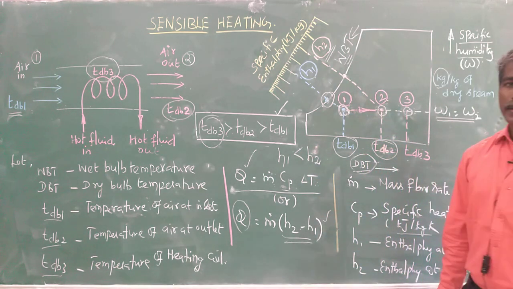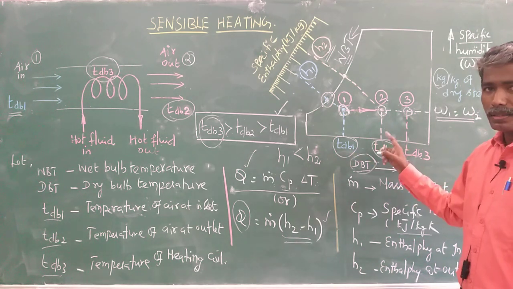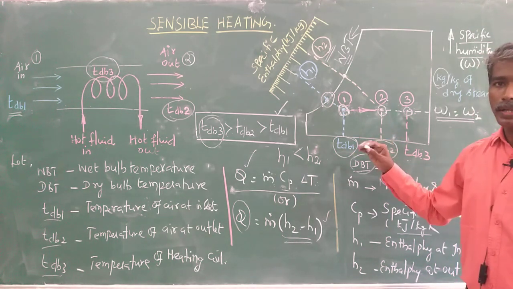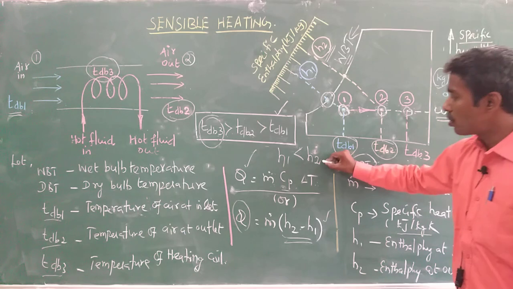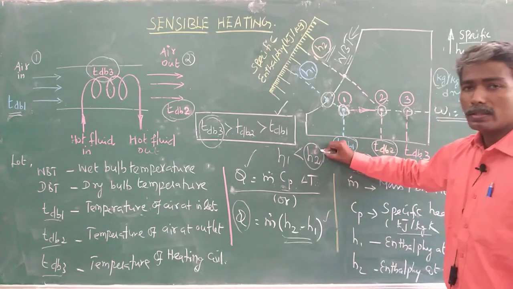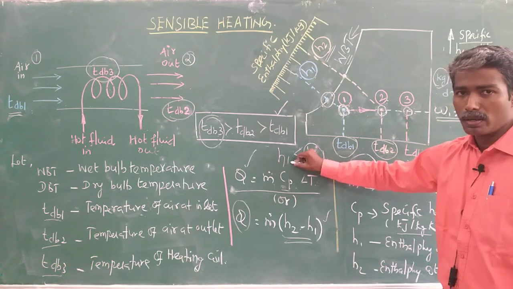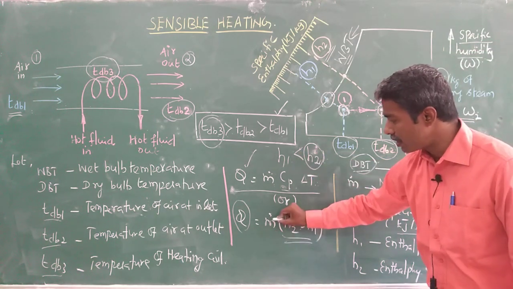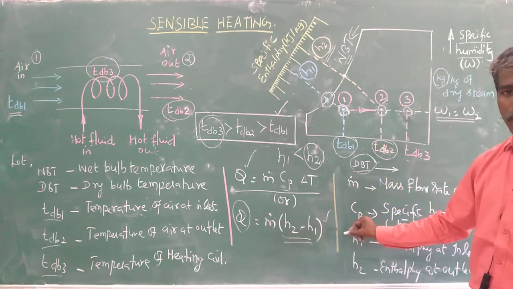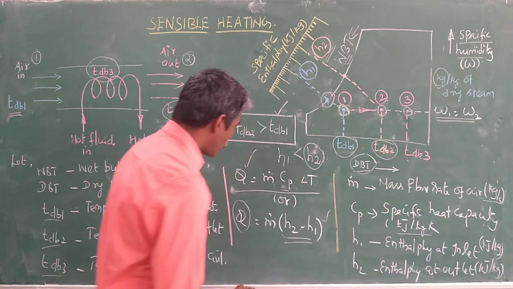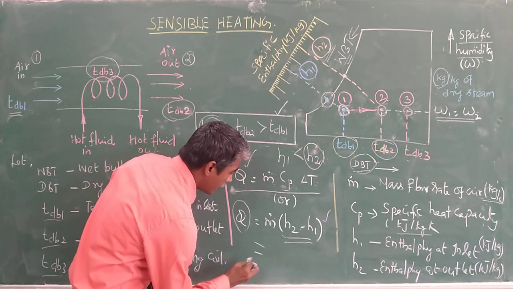Enthalpy is nothing but heat content. While adding heat, temperature is increased but the moisture content remains constant. So if you are adding heat, the enthalpy value increases. H2 is always higher than H1. So you can write the expression Q equal to m dot into H2 minus H1. The unit for heat content is kilowatt.